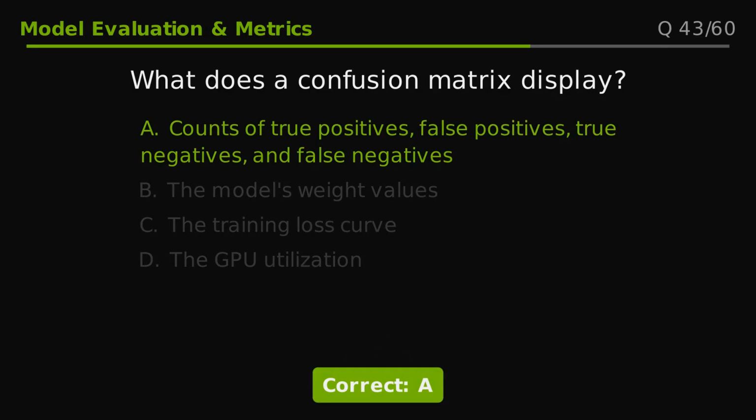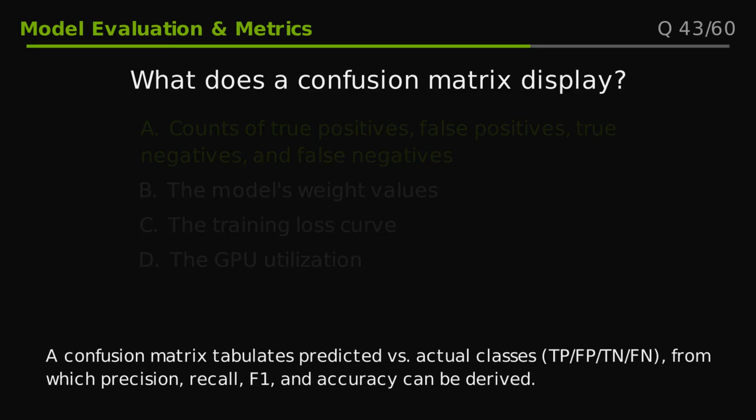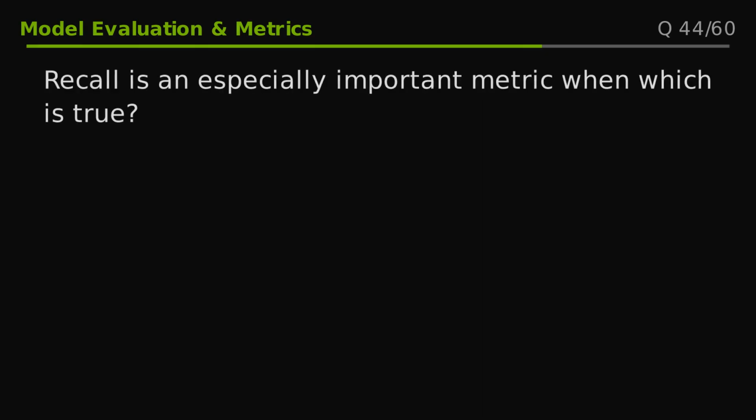The correct answer is A. A confusion matrix tabulates predicted versus actual classes, TP, FP, FN, TN, from which precision, recall, F1, and accuracy can be derived. Question 44.